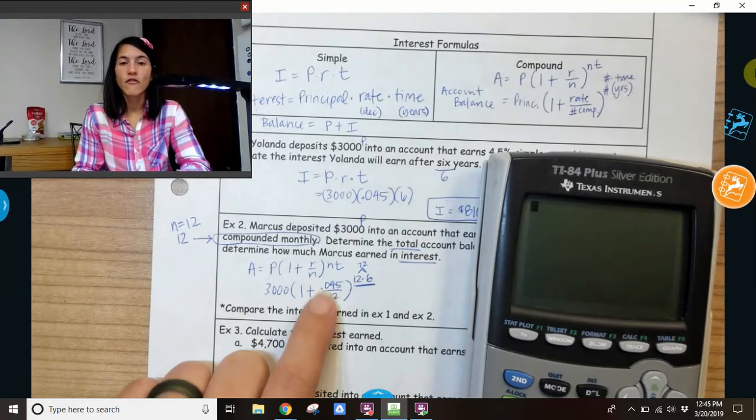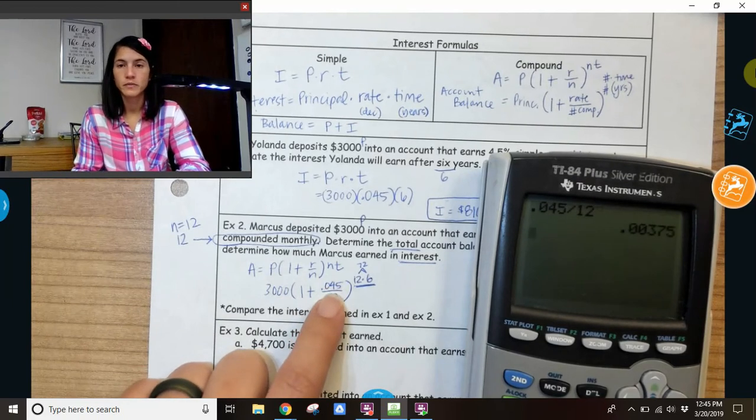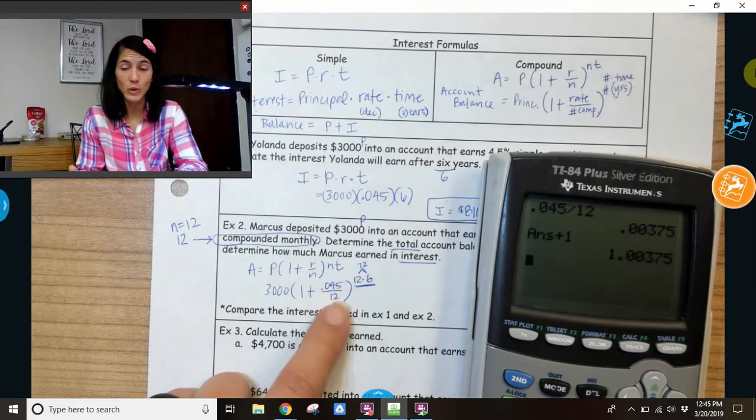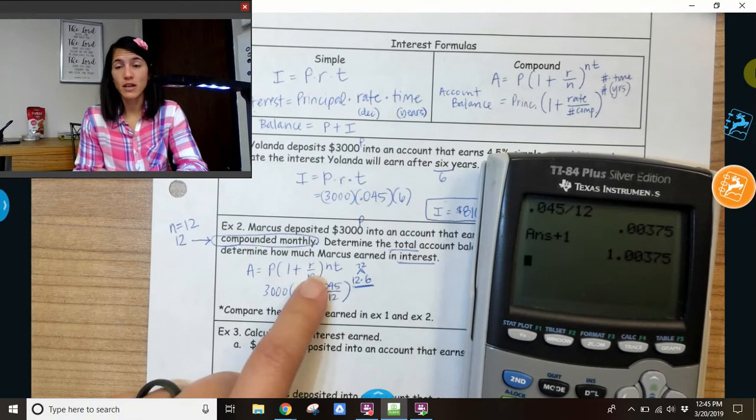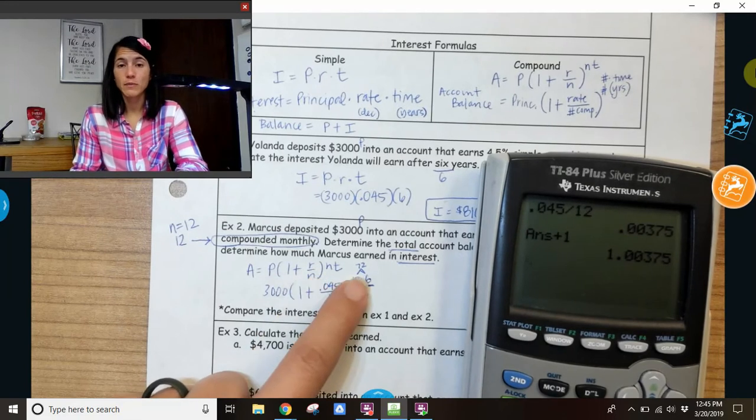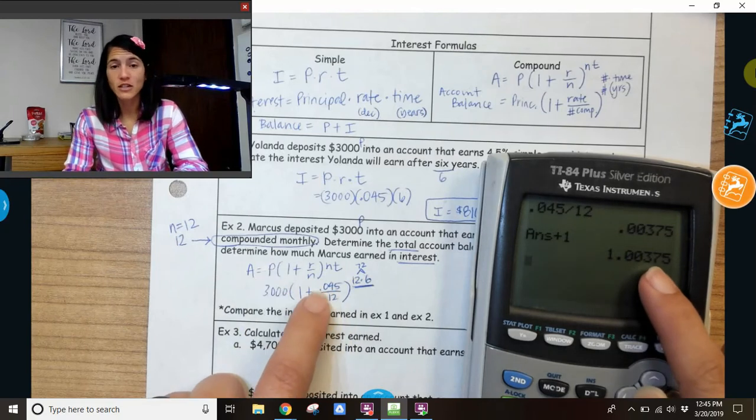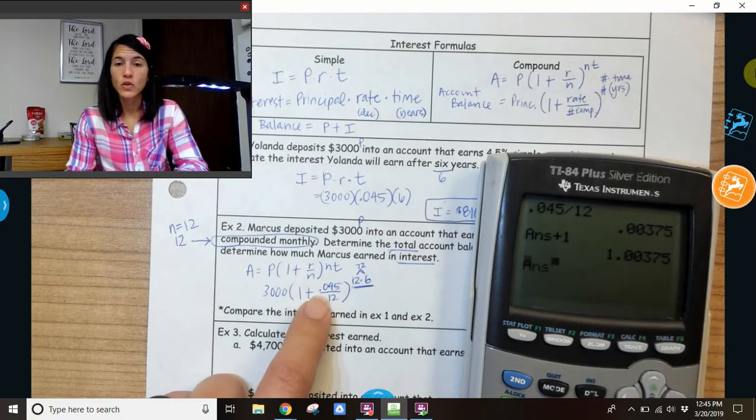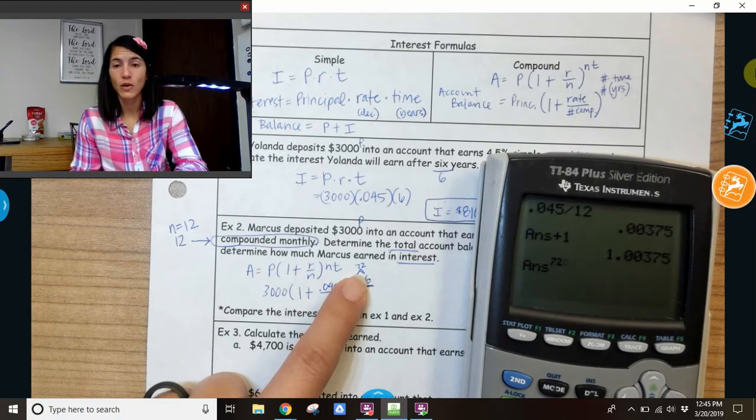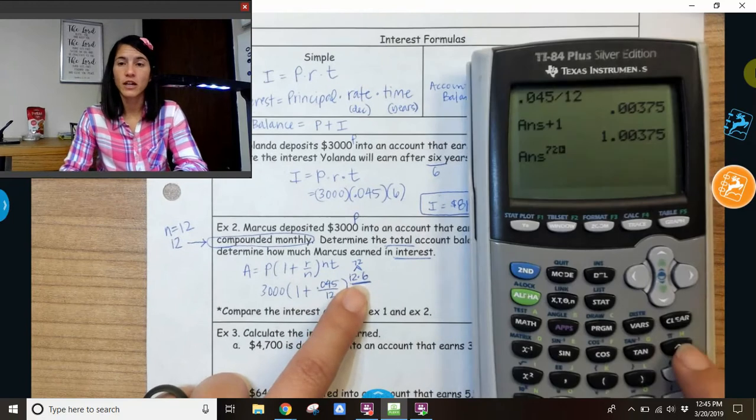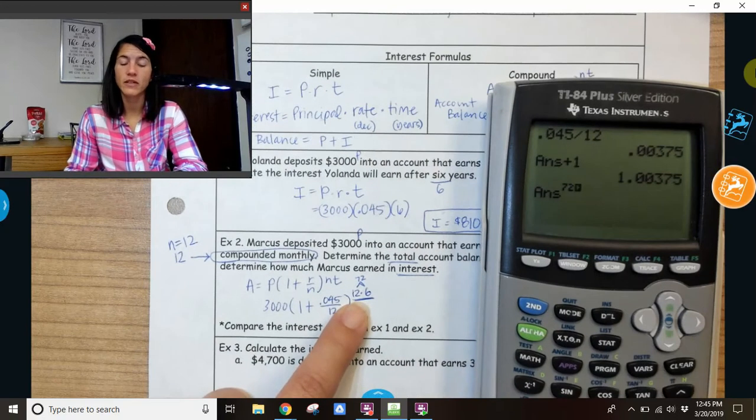So we're going to type it in. First thing we type in is 0.045 divided by 12. And then I'm going to add 1 to it on my calculator. Notice that's the first thing I'm doing, my parentheses, my grouping. I'm following the order of operations. Now the order of operations says parentheses and then exponents. So I need to raise this number. Don't do anything with the 3,000 yet. I need to raise this number to the 72nd power because it's 12 times 6. So I push this little button right here, raising it to the 72nd power.